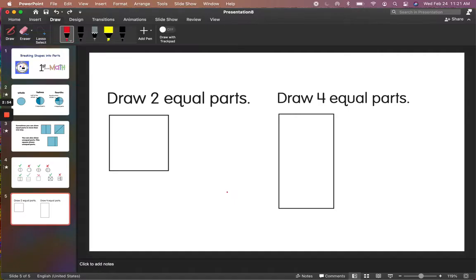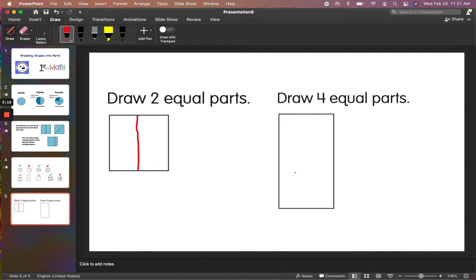So now we're going to practice drawing equal parts of these shapes, okay? So this right here is a square. So one way that I can show equal parts is I can find the center or the middle, and I can draw a straight line down, as straight as I can, to show 2 equal parts, okay?